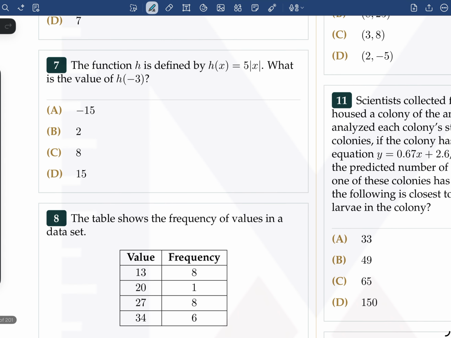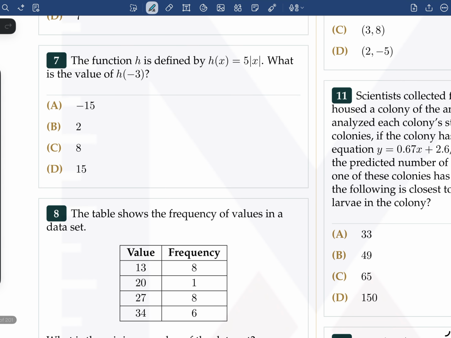Number 7. The function h is defined by h of x is equal to 5 times the absolute value of x. What is the value of h of negative 3? So h of negative 3 means we replace x by negative 3. 5 multiplied by negative 3 inside the absolute value. So be very careful here, because the absolute value of a negative number is always a positive number. So 5 times absolute value of 3 means 5 times 3, which is equal to 15, and it's not negative 15, it's positive 15, because the absolute value removes the negative sign from any number.